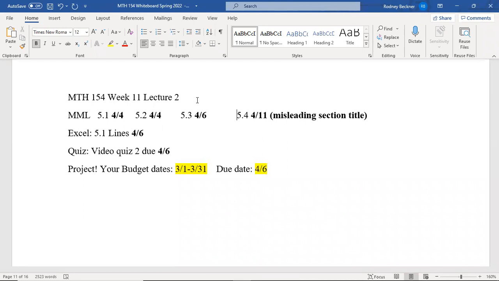So 5.1, 5.2, 5.3 had been previously assigned. The fourth for 5.1 and 5.2, being today, obviously. And then the sixth, which is Wednesday, for 5.3. We also had assigned that Excel file last time, 5.1 lines for the sixth, and video quiz 2 for the sixth. It's really like our fifth or sixth quiz in total. When you go into Canvas, it says specifically which numbered quiz it is, but it's the second video quiz.